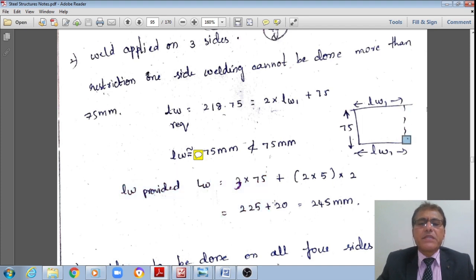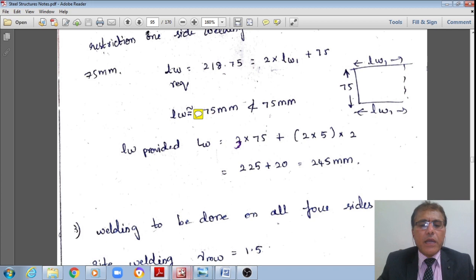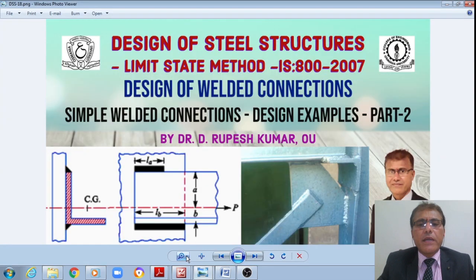Therefore plus 10 plus 10, 20. Therefore total length provided is equal to 245. Even neglecting that end return, I do have 225 mm. Therefore it is okay. Now let me show this schematically, students. Just bear with me for a moment. This is how that schematic looks, students.